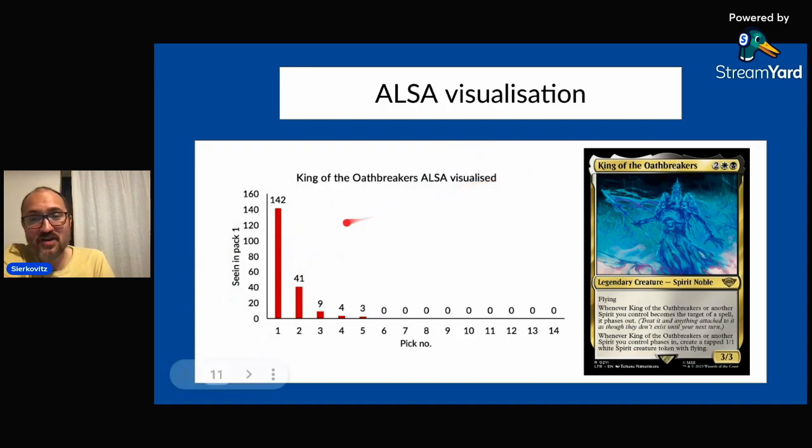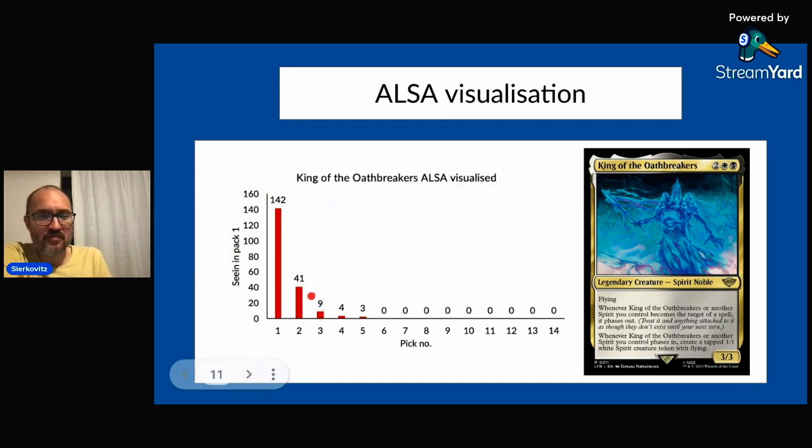That means that rares in that data set were around the 142 occurrence of each rare that you open in pack 1. In pack 2, you only see it 41 times. So you have a drop from 142 to 41. This means that roughly 30 something percent of the time, it gets passed when people open it. So it's being first picked quite a lot, like 70% of the time.